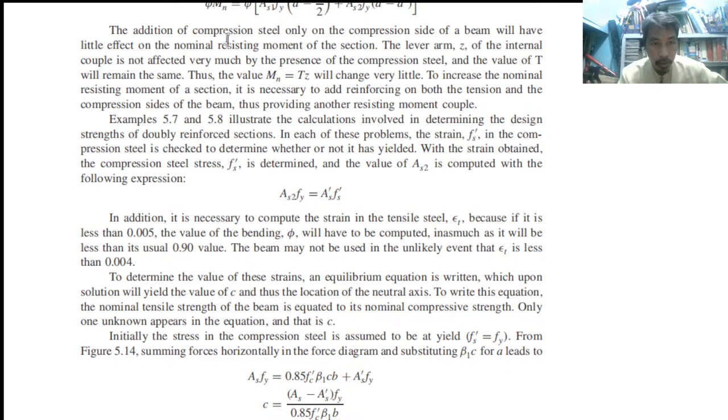So, the addition of compression steel only on the compression side of the beam will have little effect on the nominal resisting moment of the section, because the lever arm Z of the internal couple is not affected very much by the presence of compression steel. Not affected very much, okay?